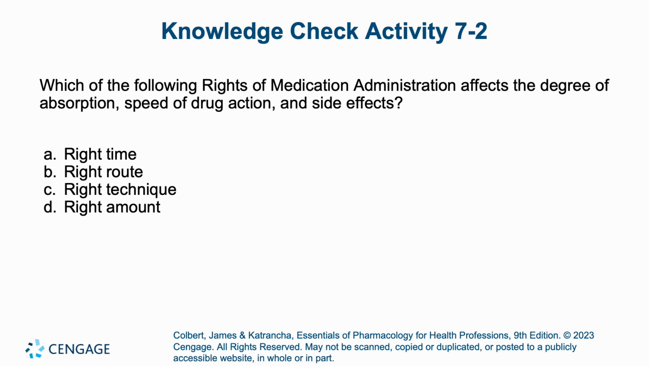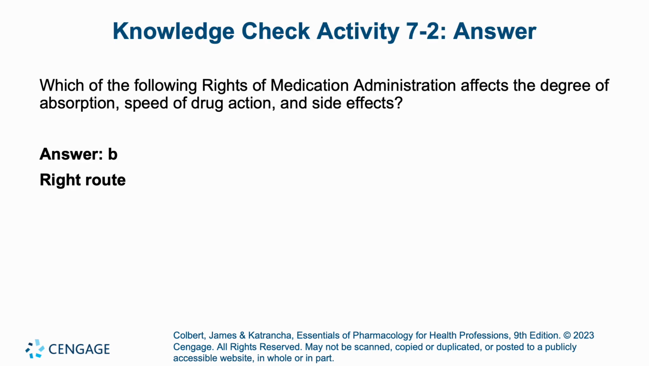Knowledge check. Which of the following rights of medication administration affects the degree of absorption, speed of drug action, and side effects? A. Right time. B. Right route. C. Right technique. D. Right amount. And the answer is B. Right route. Remember that certain forms of administration, such as intravenous, are going to be immediate, whereas other forms are going to take longer.